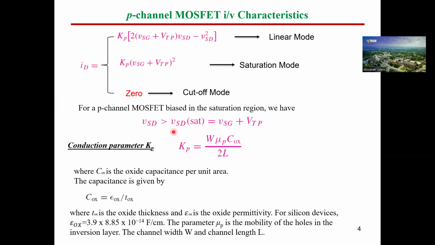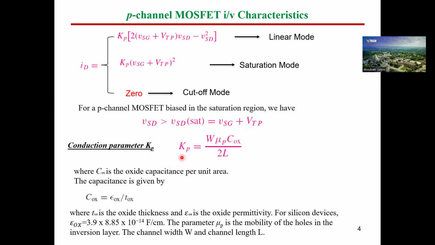Okay, so again, the same definition for VSD sat. So VSD sat is VSG plus VTP. In the N-channel MOSFET, it was VDS saturation equals VGS minus VTN. So this is in case of N-channel MOSFET. However, in P-channel MOSFET, as you can see here, VSD should be greater than the VSD saturation. Okay, so this is the condition of the transition between linear mode and saturation mode.